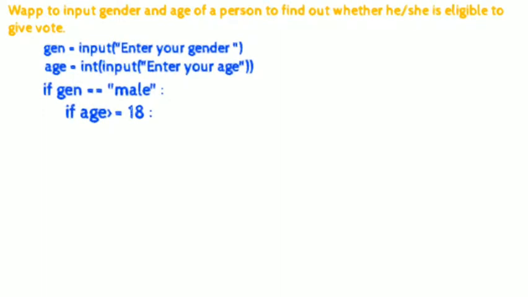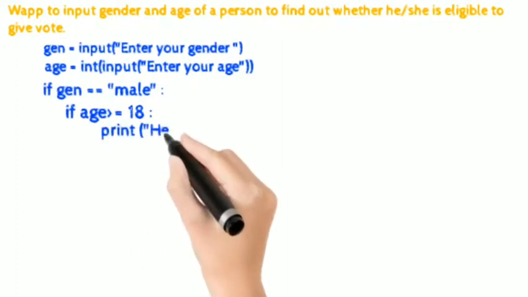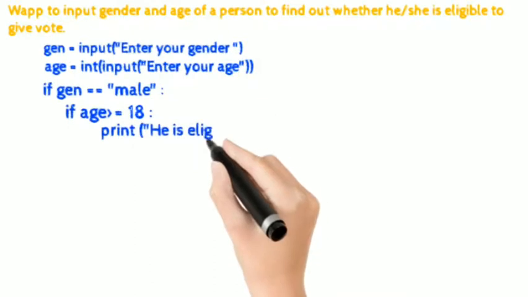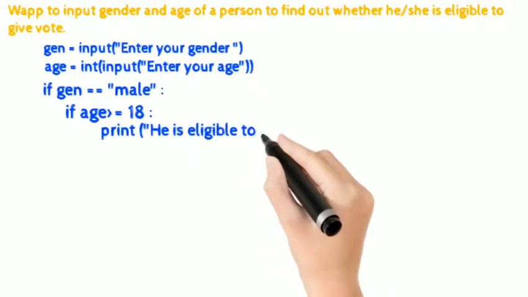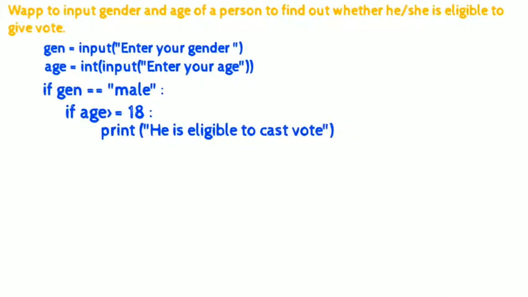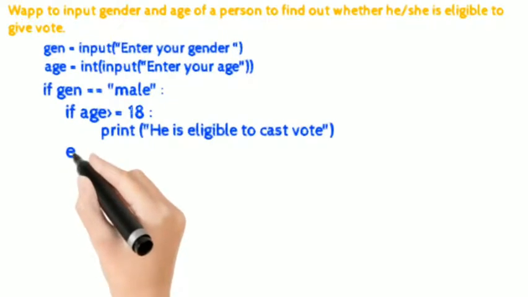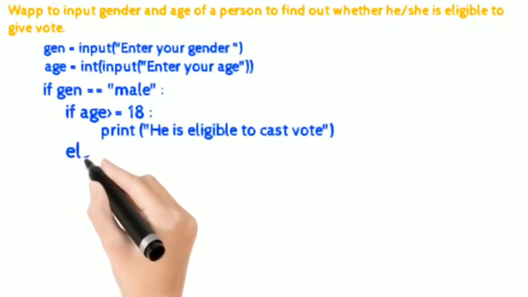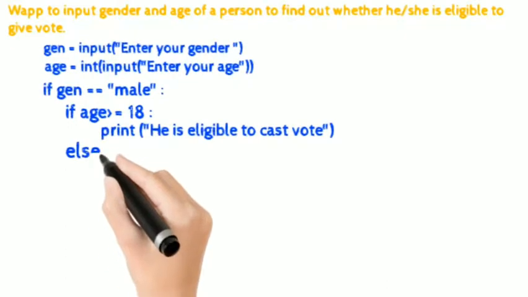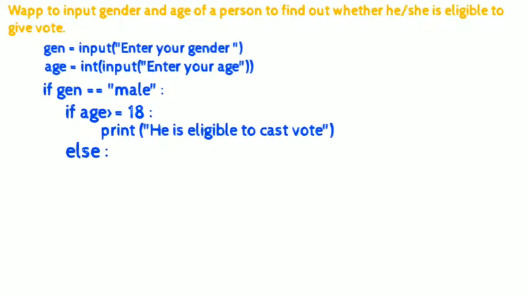Now it will print he is eligible to cast vote. It will print because the condition is male and the age is more than 18. So in this case it will print he is eligible to cast vote. Otherwise, now the otherwise, that is else condition, will appear for age less than 18. If the age is less than 18, in this case the person is male but the age is not more than 18. So it will print he is not eligible to cast vote.